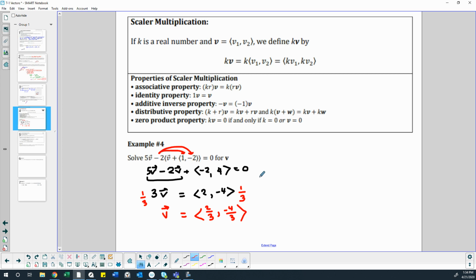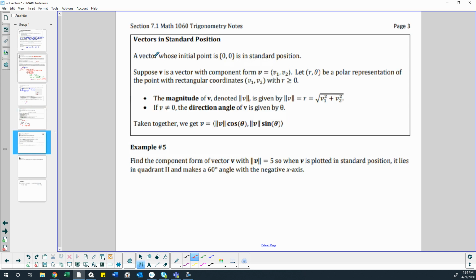All right, next let's talk about vectors in standard position. So a vector whose initial point is at 0, 0 is in standard position, just like a polar coordinate or an angle on the unit circle or a complex number. Like these all relate to each other. We're using the same formulas over and over.